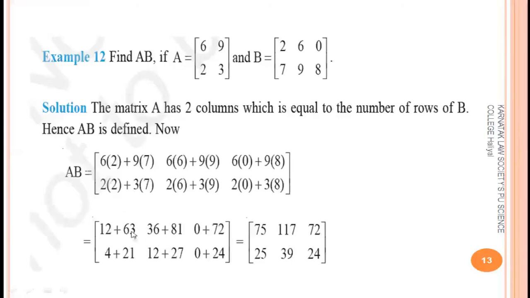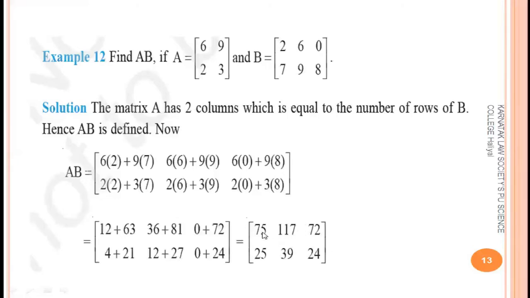6 2s are 12 and 9 7s are 63. 6 6s are 36 plus 9 9s are 81. 0 plus 72, that is 9 8s are 72. 4 plus 21. 12 plus 27. 0 plus 24. If you add, you will get the required result here.